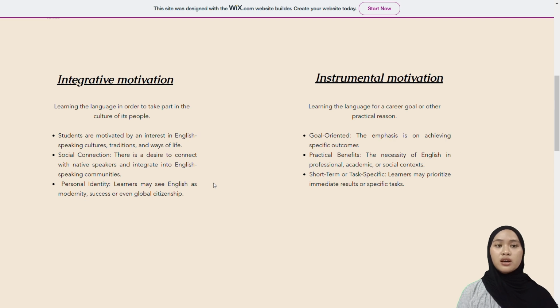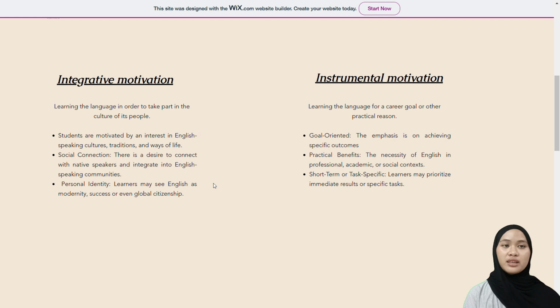So, why is integrative motivation important in the classroom? Because it can create cultural awareness where they learn with culture. That can create a rich learning experience because they will understand it on a deeper level. Next, we have personal connection, encouraging them to have a long-term commitment to language learning. Last, from the global perspective, it builds confidence and helps students to see themselves as part of a wider global community.